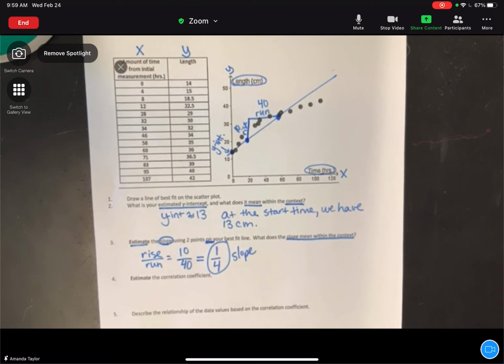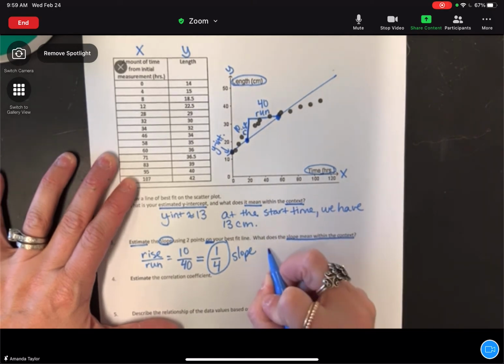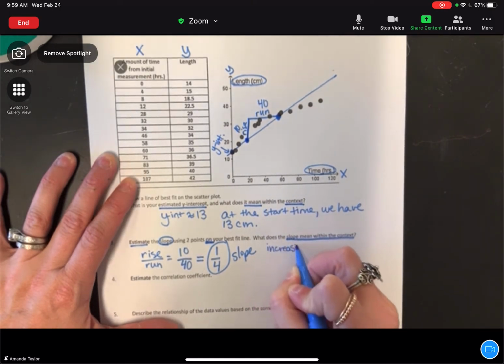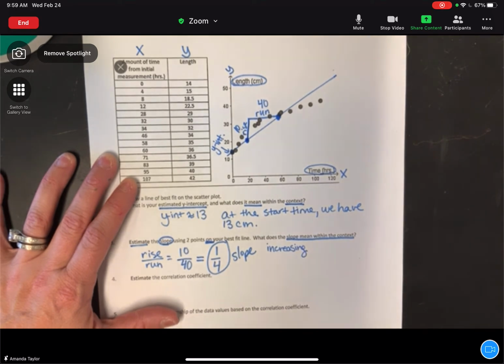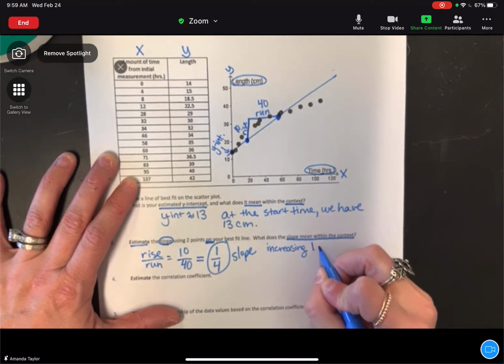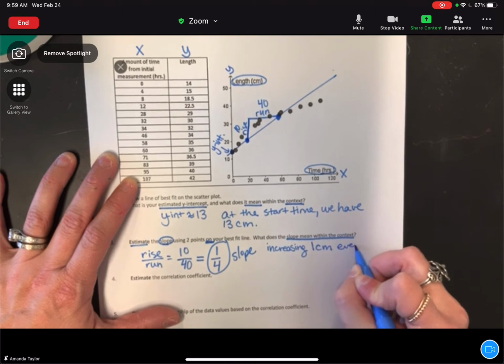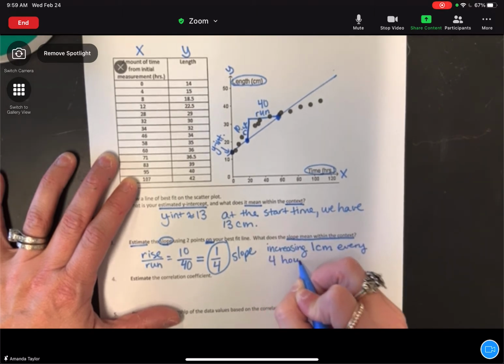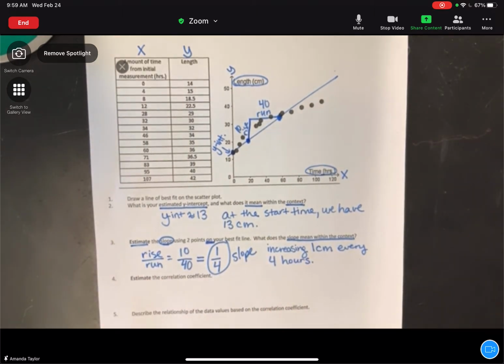Now what does the slope mean within the context? 1 what every 4 what? 1 centimeter every 4 hours. Right. Increasing. Okay, so again, if it's the plant, right, it's growing, it's increasing 1 centimeter every 4 hours. That plant is growing.